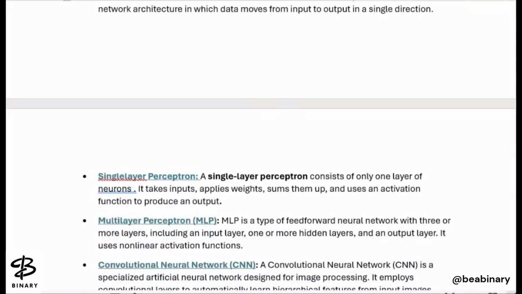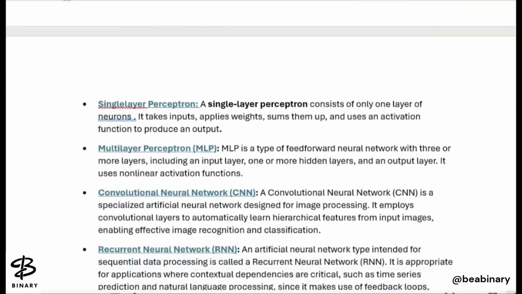In the single-layer perceptron, a single-layer perceptron consists of only one layer of neurons. It takes inputs, applies the weights, sums them up, and then uses an activation function to produce an output. In the multi-layer perceptron, we are saying that it is a type of feed-forward neural network with 3 or more layers, including an input layer, one or more hidden layers, and an output layer. It uses non-linear activation functions.